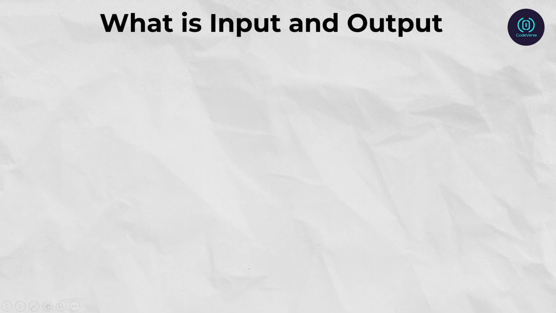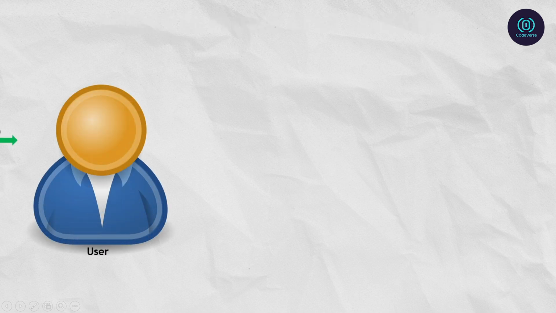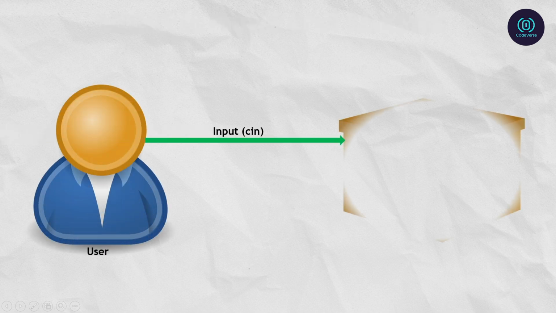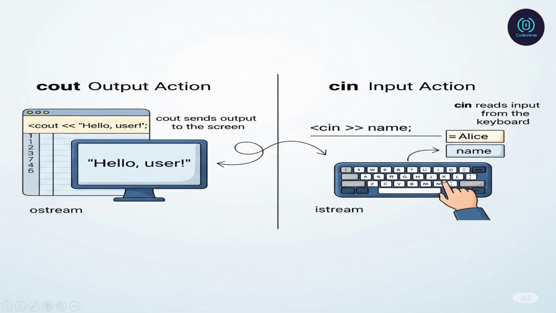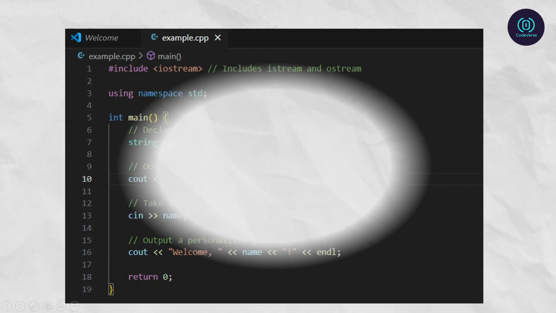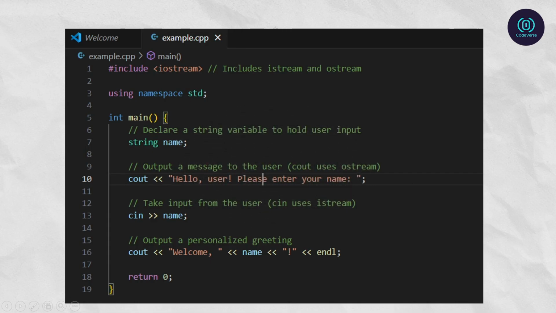Before we dive into the code, let's understand what input and output mean in programming. Input is any data the user provides to the program, like typing a number or a name. Output is what the program shows the user, like displaying a message or the result of a calculation. In C++, we use cin to get input from the user, and cout to print output to the screen. These tools make your programs interactive and dynamic. Let's look at a simple visual to make this clearer.